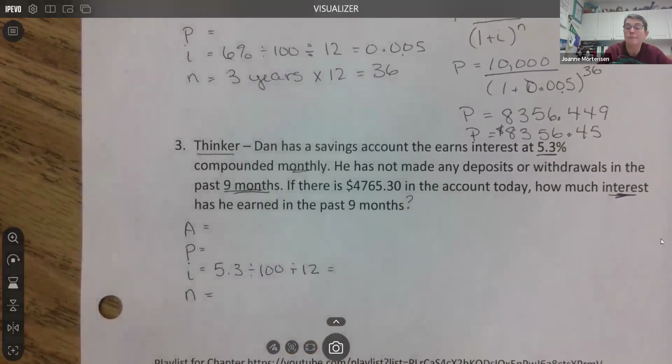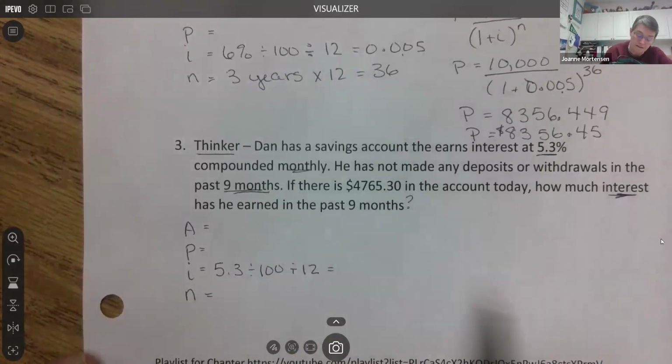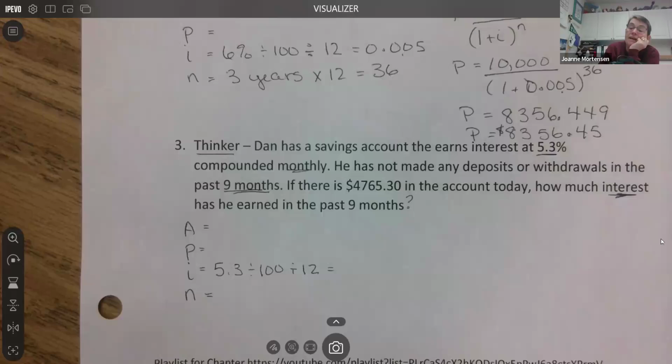This is where the weirdness happens. 9 months. Can I use 9? Nay, nay, my friends. Because that's 9 months, not 9 years. It's supposed to say years here. So how do I figure out what fraction of a year 9 months is?